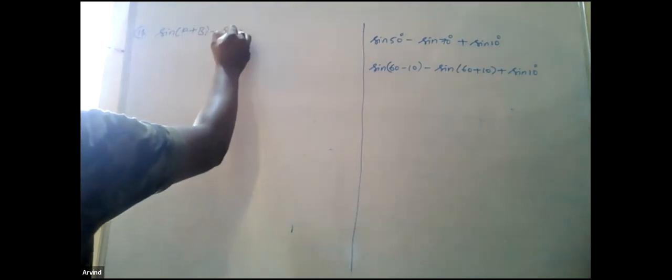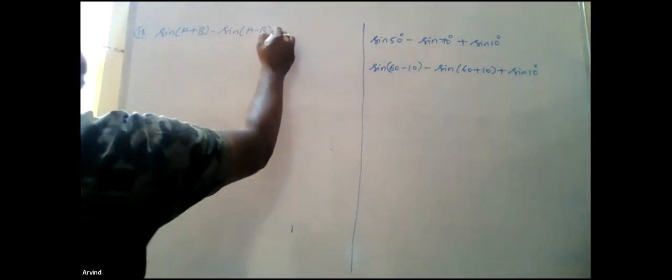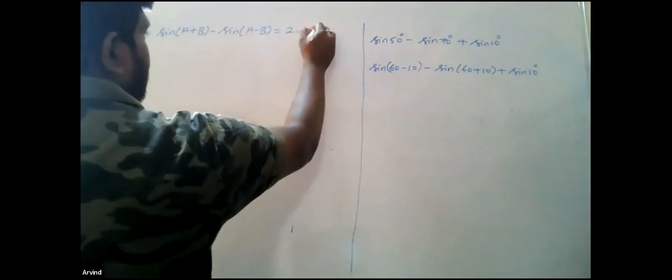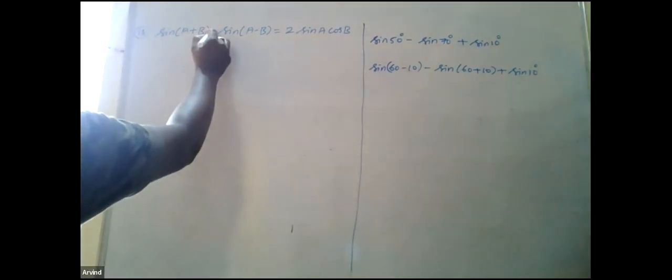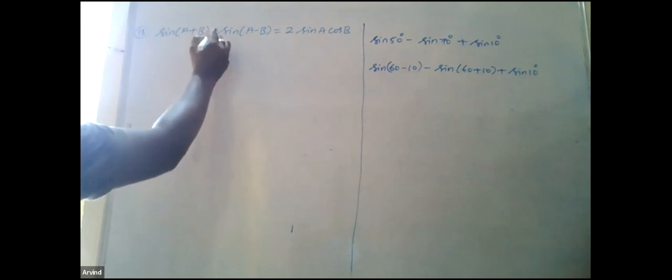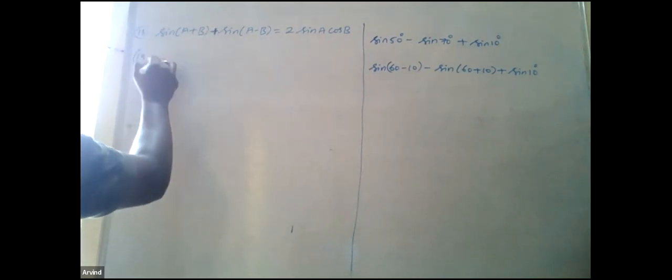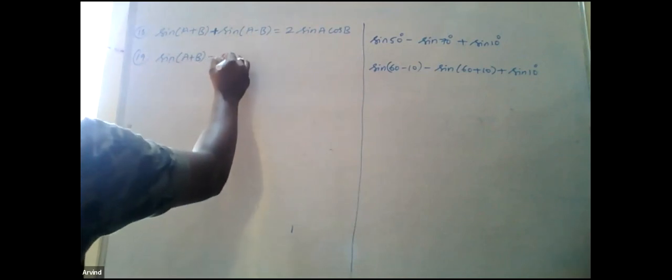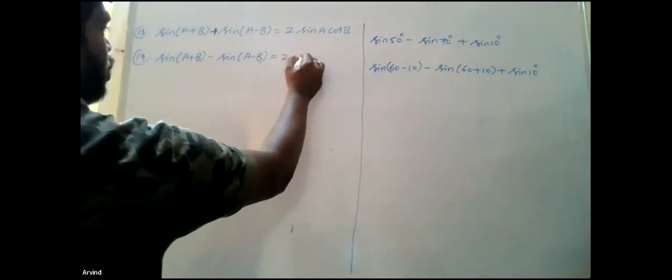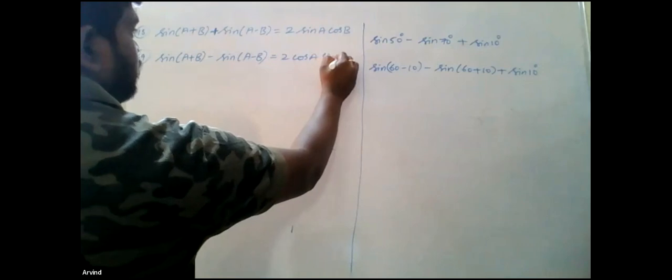18th formula, sine of A plus B plus sine of A minus B will be equal to 2 sine A cos B. Okay. I'm sorry, here it is plus. Yeah. Next one is sine of A plus B minus sine of A minus B. Here it is 2 cos A sine B.